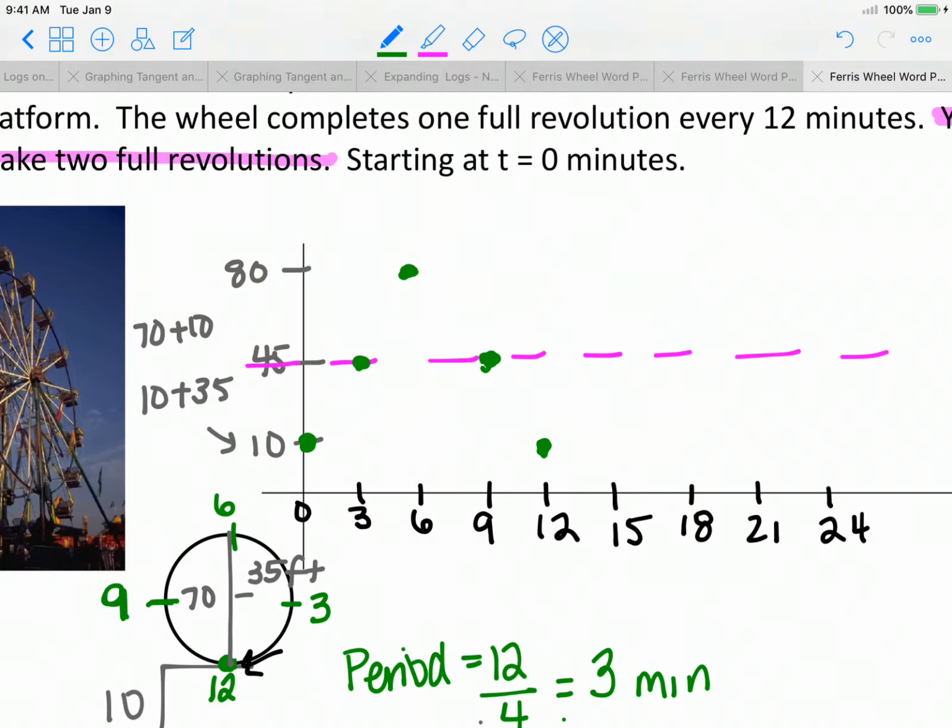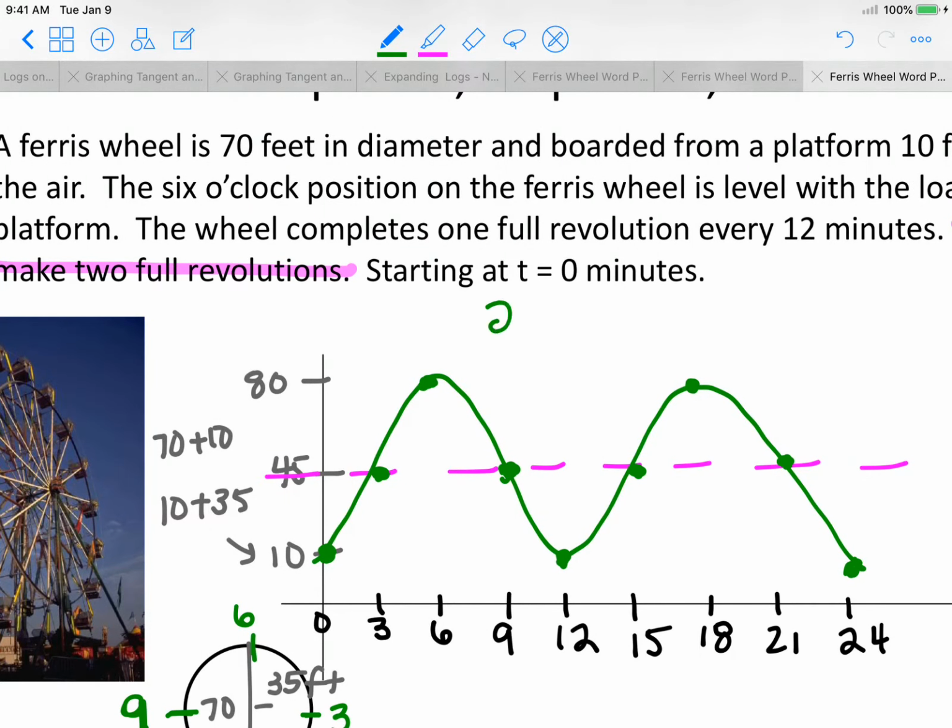Now, that would be one ride. But remember, it says we're going to do 2 rides, so we've got to go back around. So at 15, we're going to be at 45. At 18, we're going to be at 80. At 21, we're going to be at 45. And at 24, we're going to be back around at 10. So we've got this look. 2 waves is going to equal 2 rides around, or 2 revolutions, right?